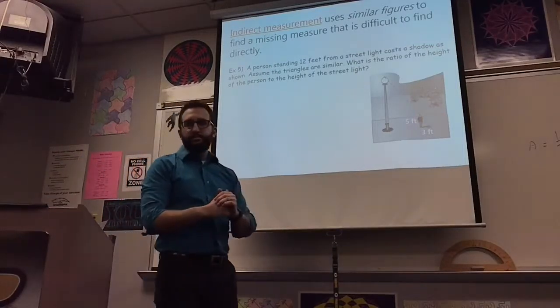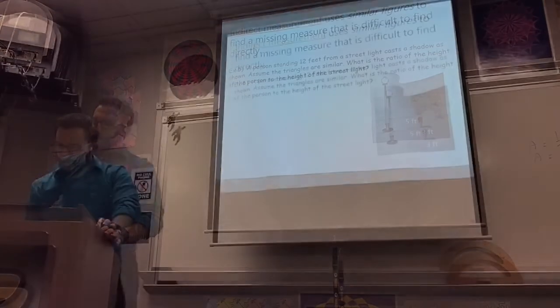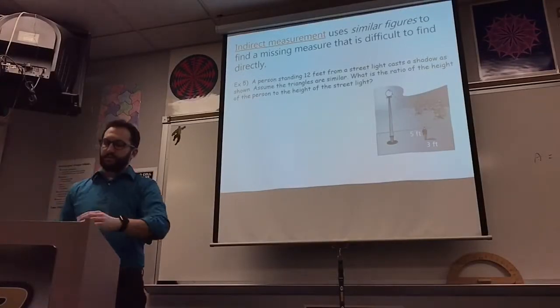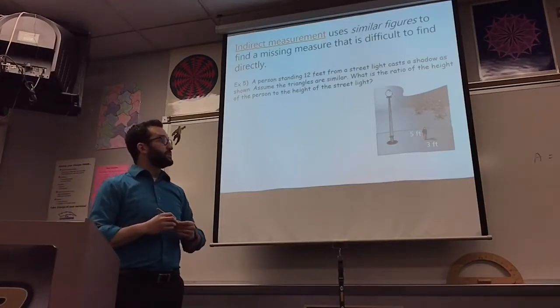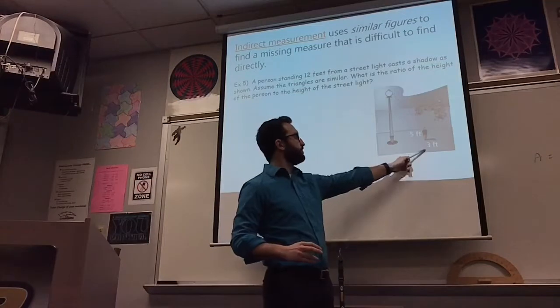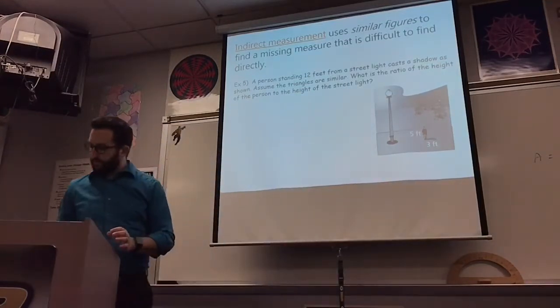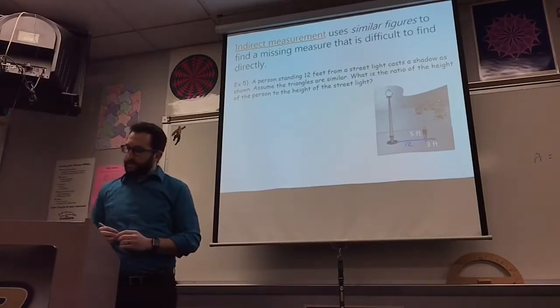Indirect measurement. It's how we measure something that's difficult to measure. In this case, the problem has a person standing 12 feet from a street light. He casts a shadow as shown, a 3-foot shadow. He also stands 12 feet from that street lamp.